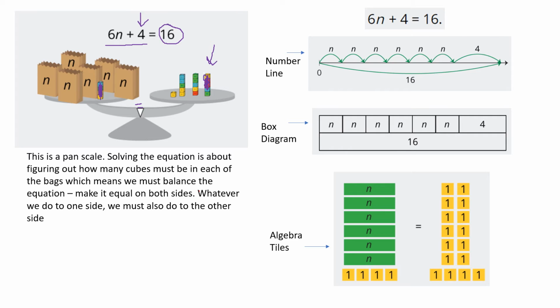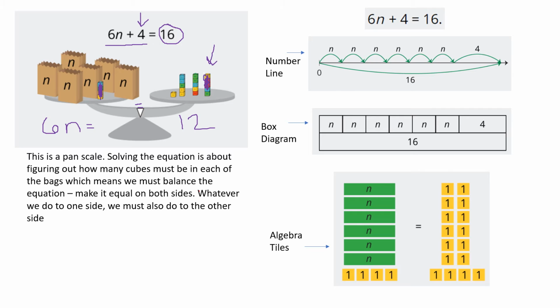Now because the right side of the scale doesn't have any bags, we can't take away bags at this point. So as of right now, we took these 4 away. So we now have 6n, so 6 bags on the left, equals, and then we should have 5, 10, 11, 12 cubes on the right.